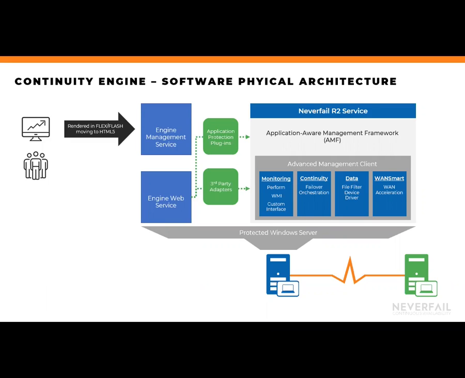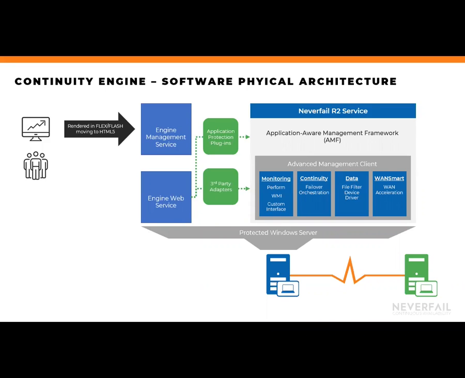So once you get to the endpoint, which is your protected application server, the application server has what we call the Neverfail R2 service, right? That Neverfail R2 service does 4 things. It provides you monitoring, orchestration for your failover, your data protection, which means your file filtering system and rollback module, and it also provides you with WAN acceleration. So if you're going through a DR process where your secondary is at a remote location, then it will compress and deduplicate that replication stream, reducing the amount of replication traffic. And so that module is there.